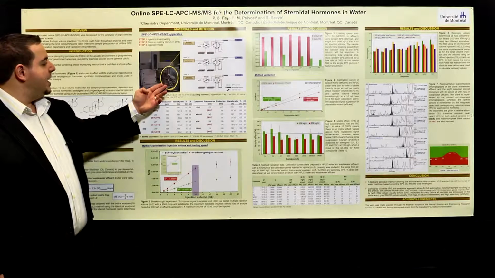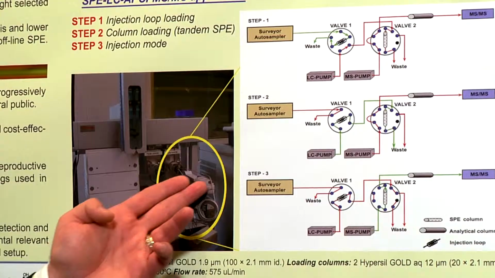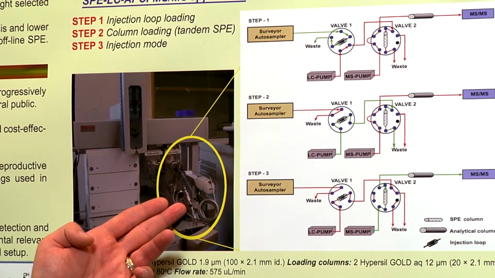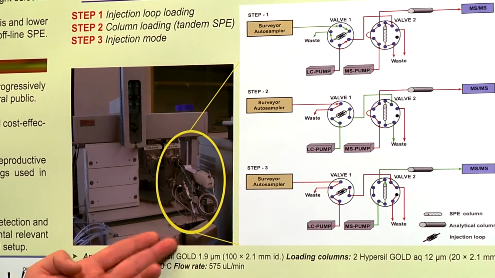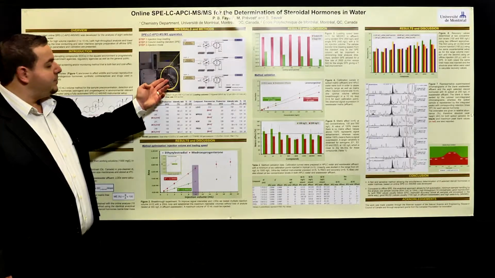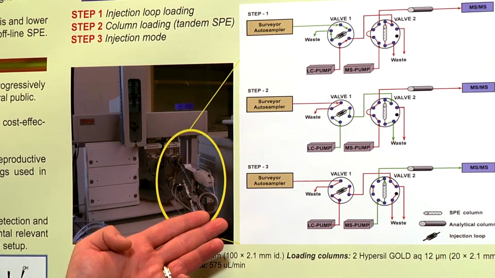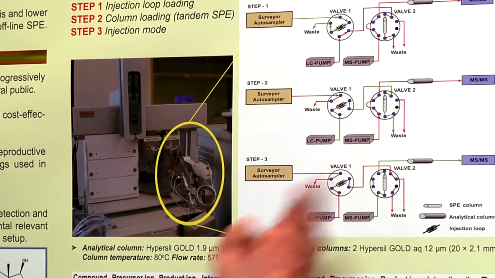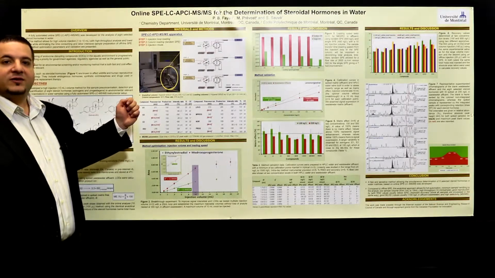We fill this loop. And by back flushing with the LC pump, we're able to bring our wastewater into the SPE cartridge where we concentrate our analytes. Once that's done, we have our MS pump that will do a back flush and pump our analytes out of the SPE cartridges, go towards the analytical column, have separation, and then go towards the detector, which is the triple quad. Here we're using the Thermo TSQ Quantum triple quad for the analysis of our compounds.